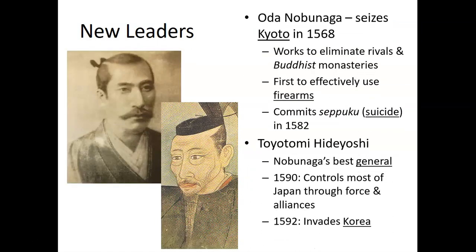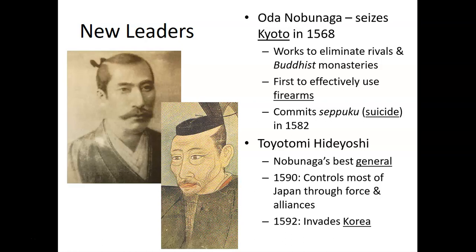So we do have some new leaders that are going to take shape or take control towards the end of the Warring States period. We have Oda Nobunaga, who is going to seize Kyoto in 1568. Kyoto is the imperial capital. He's going to be influential in working to eliminate not only his political and military rivals, but he also works to eliminate Buddhist monasteries. So there's a religious undertone to his workings to seizing control. But he's going to be one of the first people to effectively use firearms in Japan.